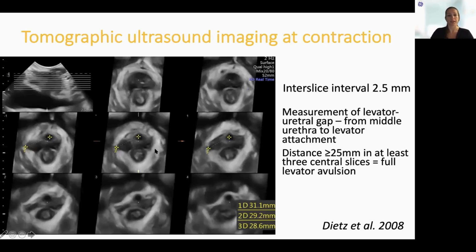And here I show you another case where we can see on the left side we have no problem, no detachment, but on the right side the muscle attaches here. It means that there is a gap, and when we measure it, we get it above 25 millimeters. And as these 3 images are involved, we consider it being full levator muscle avulsion.